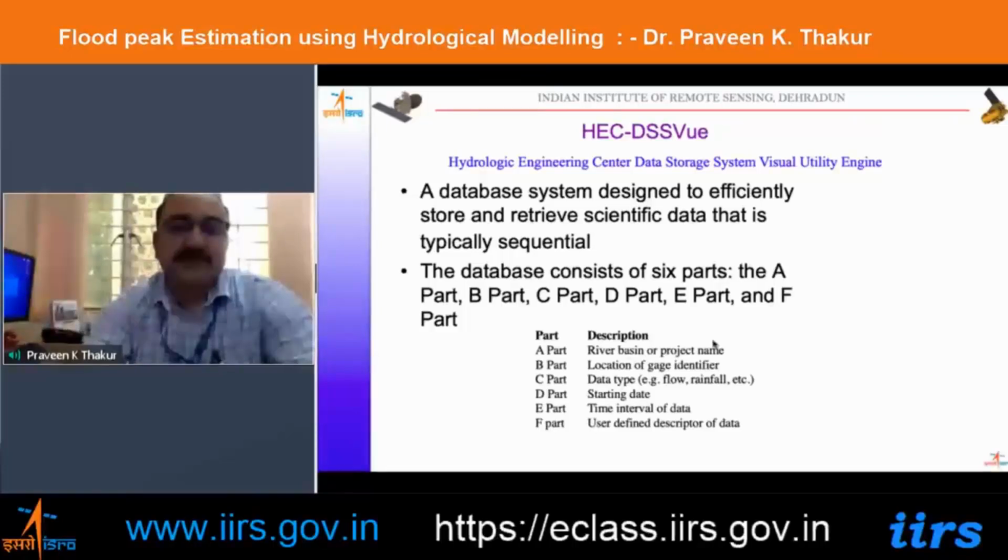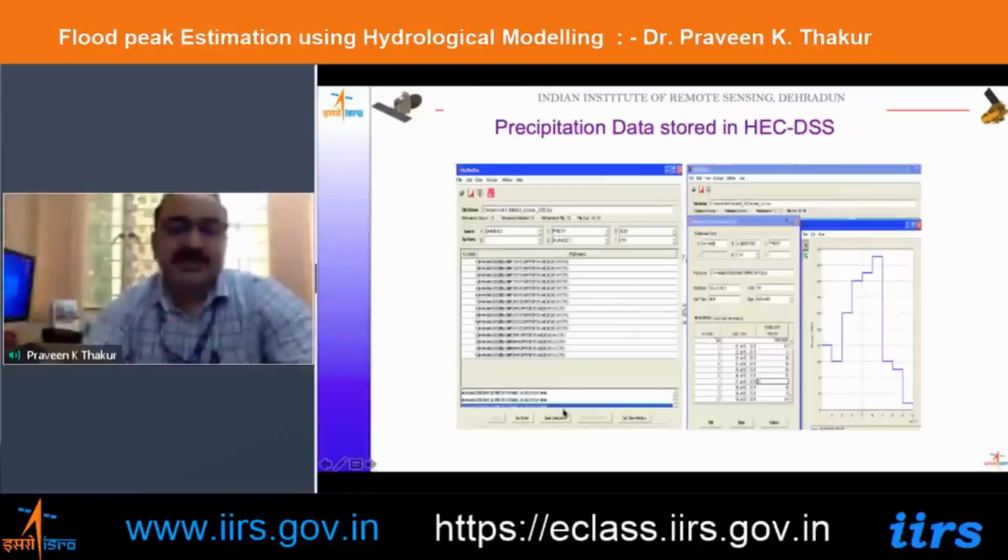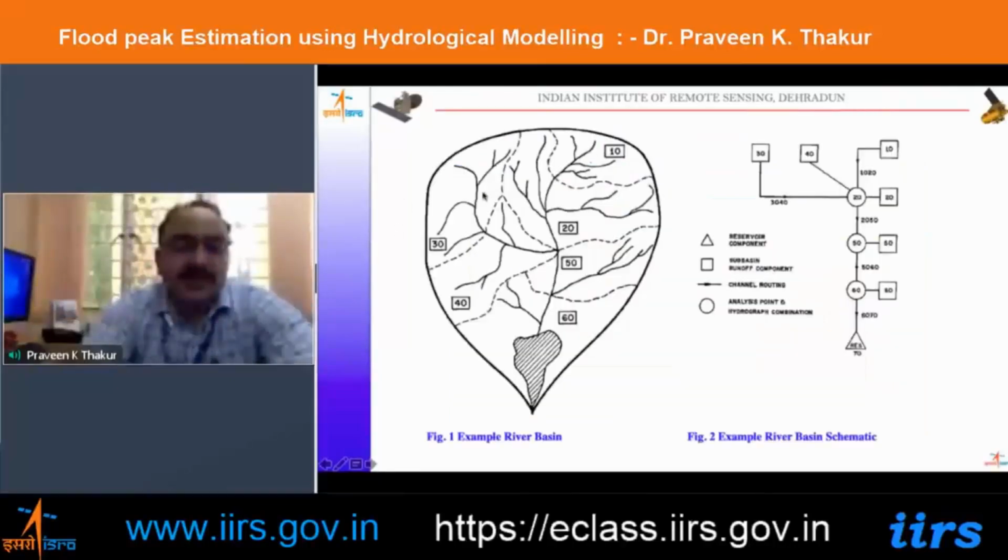This is just an example of the precipitation data, how it is stored. And this is the schematic of how each subbasin will be represented, and then how the routing will be taking place in the model.